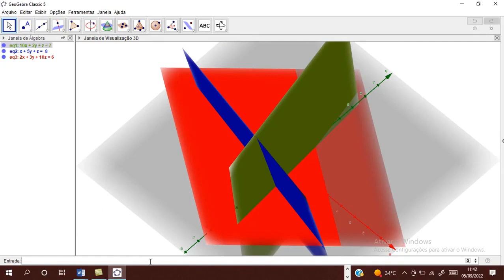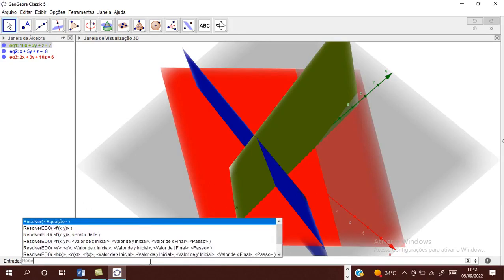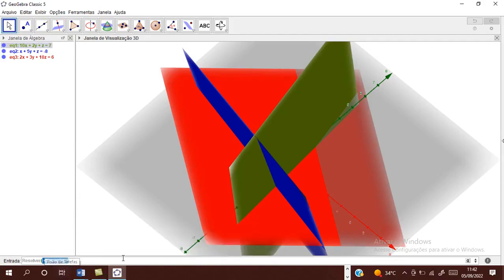I will use the command Solve. I'll take this first one right here, equation. What am I going to put here in place of equation? I'll put each of the equations. I notice here that in the algebra window, I have equation 1, the second as 2, and the third as 3. So I'm going to put each one of them here, separated by a comma: 1, 2, 3.